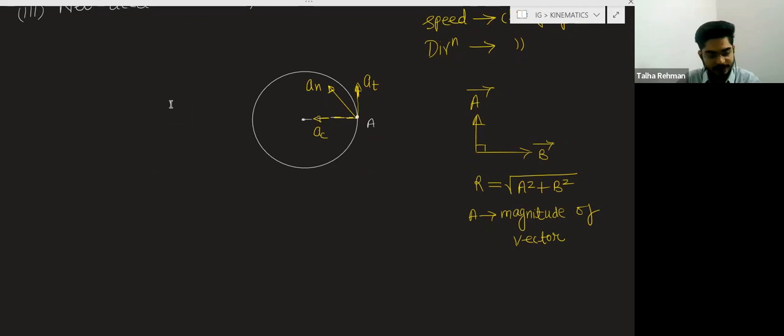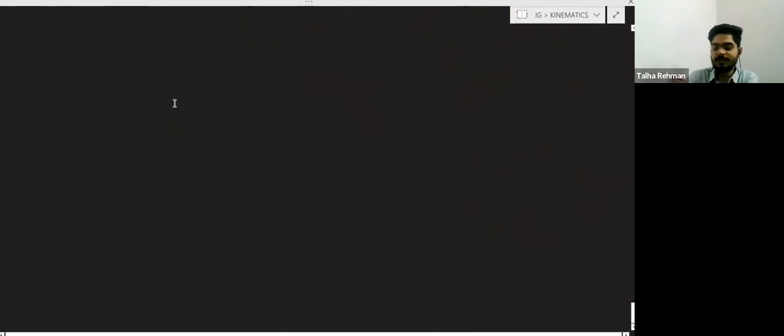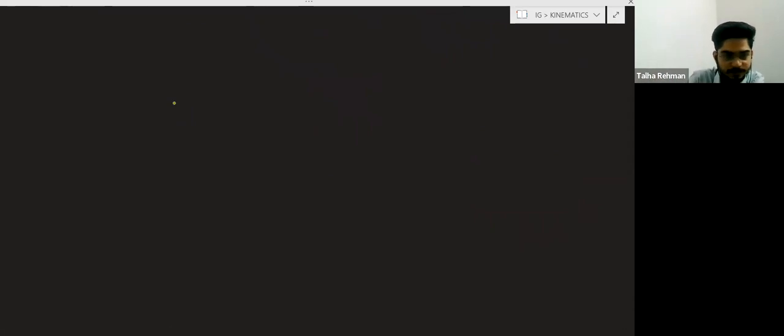So basically, we have studied the first vector, displacement. Displacement is a vector quantity, and I have told you that a vector has magnitude. Magnitude means the numerical value. A vector has direction, and a vector also follows the laws of vectors. For example, I'm just explaining.